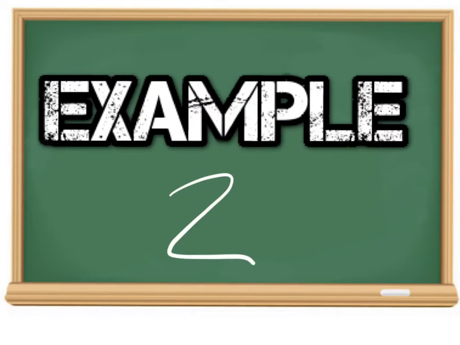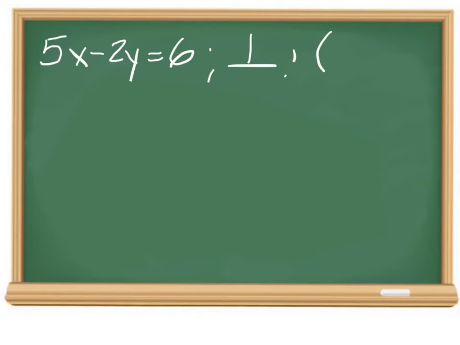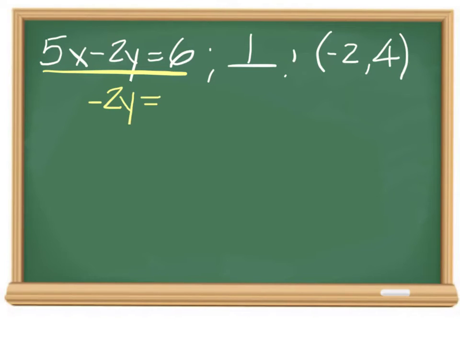Example 2. The equation is 5x minus 2y equals 6. We need a line that is perpendicular to it and passes through negative 2, 4. Change this equation to slope-intercept form, and your first step in doing that is to move the 5x to the right. Change the sign. And then divide everything by negative 2.